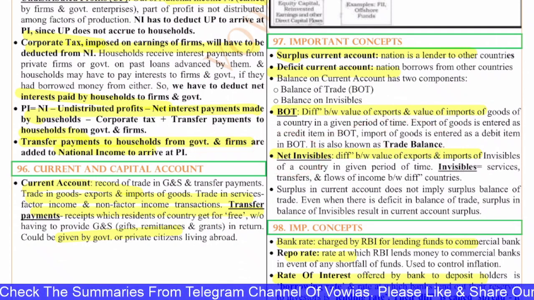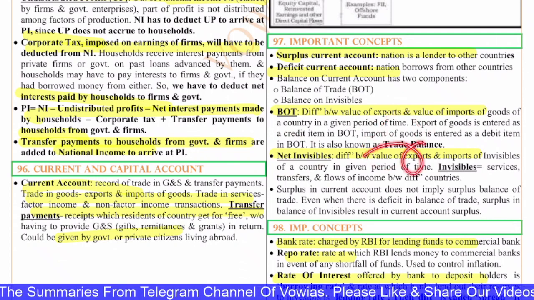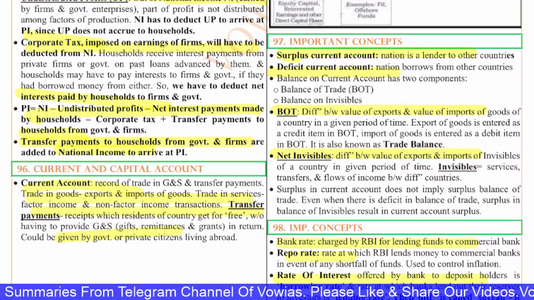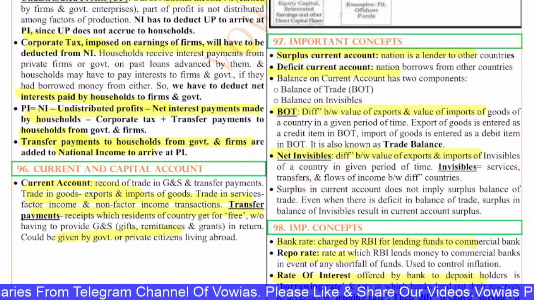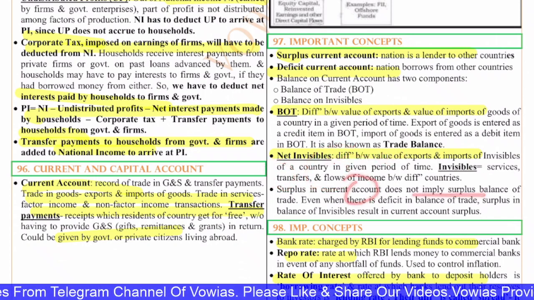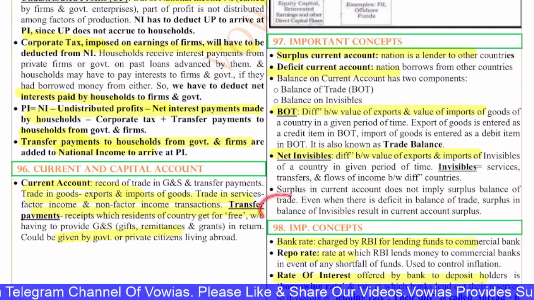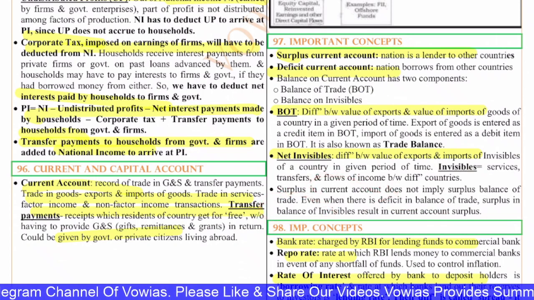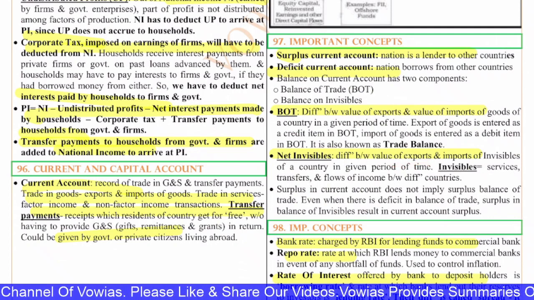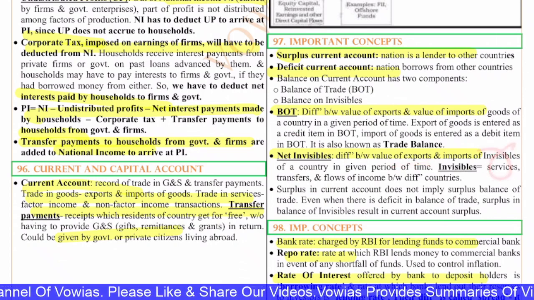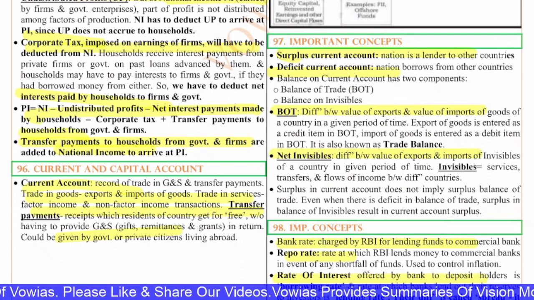Net invisible is the difference between the value of exports and imports of invisibles of a country in a given period of time. Invisibles are the services, transfers and flow of income between the different countries. The surplus in current account does not imply surplus balance of trade. Even when there is a deficit in balance of trade, a surplus in balance of invisibles can result in a current account surplus. The items are visible, but the services, they are invisible.